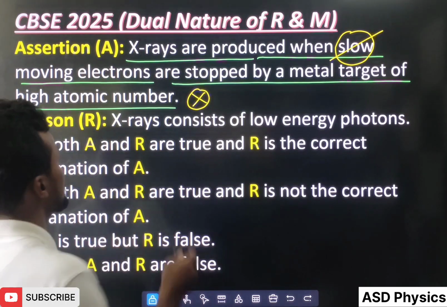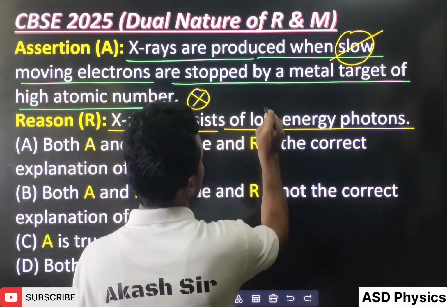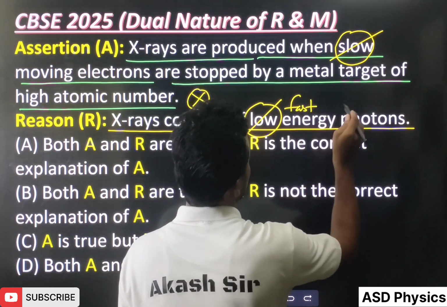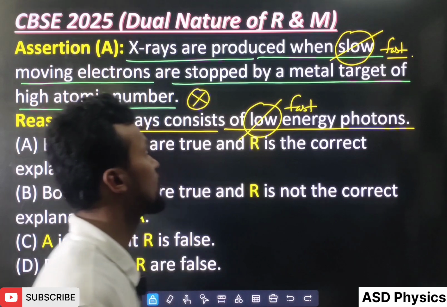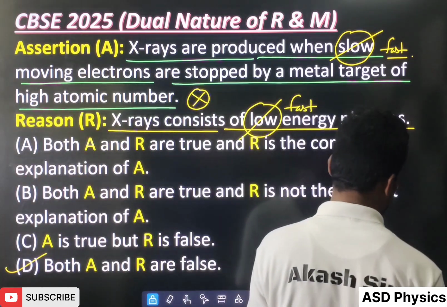The reason is also false here. X-rays consist of low energy photons, that is also wrong. Not low energy photons, it will have high energy photons. And here also not slow, this is also fast. So the assertion is wrong, the reason is also wrong. The correct option is option D, option D is the answer.